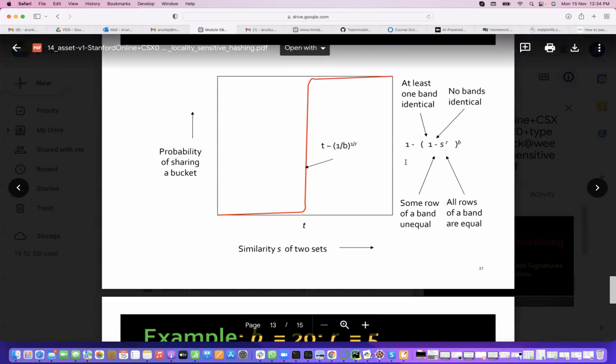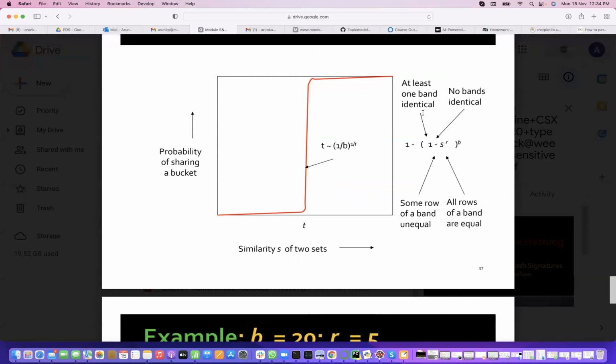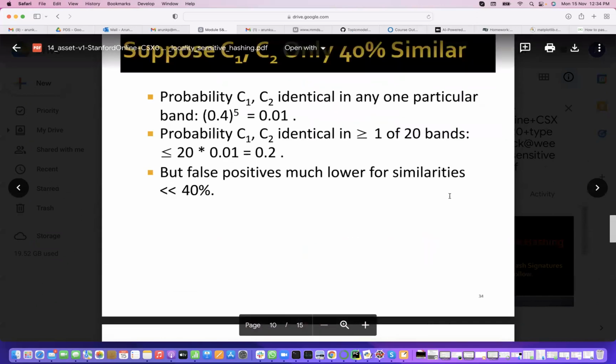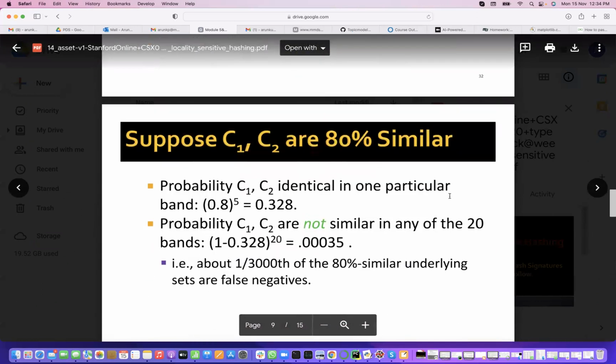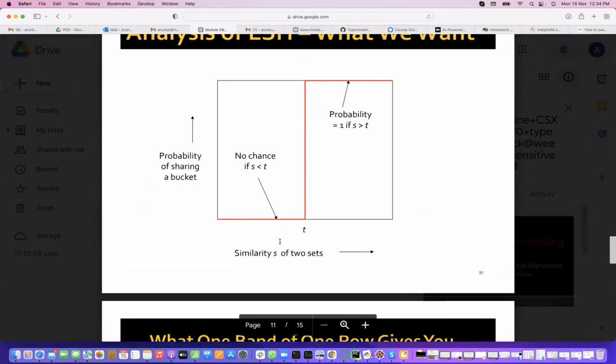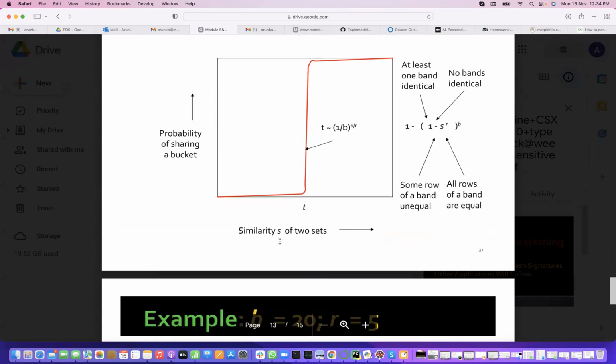Such a function we are trying to find out, that is at least one band identical, no bands identical. This 1 minus s power r is the same formula we used here. It's how we computed this, 1 minus 0.328 to the power 20, where 20 is the band number. That only is explaining in terms of the variables here. So s is the similarity, s power r at 80%, then we put 80% s power r, the whole power b, that is 1 minus.